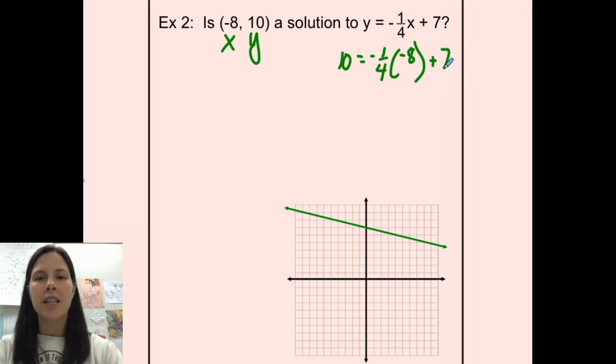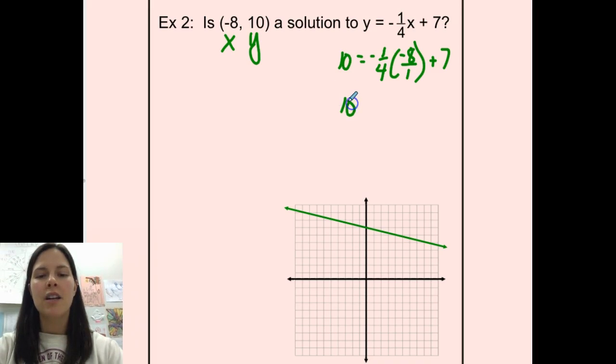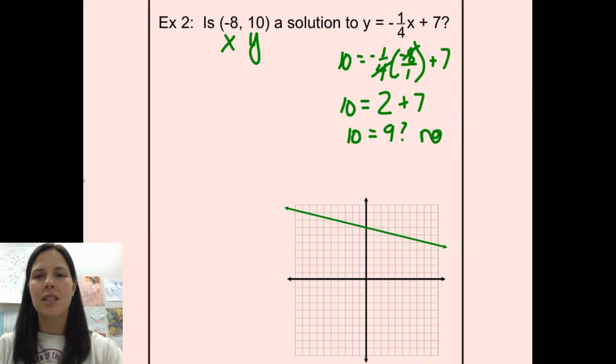For those of you who are less comfortable with fractions, you might find it helpful to put your integer over 1 when we multiply it by our negative 1/4. And just like we saw in our solving equations units where we cleared the fraction, we're going to do negative 8 divided by negative 4 is positive 2. The negative times the negative cancel, plus 7. And does 10 equal 2 plus 7 or 9? This time the answer is no, so negative 8, 10 is not a solution to this equation.